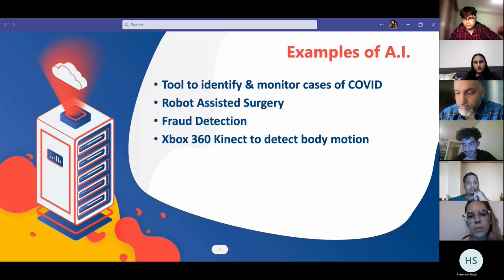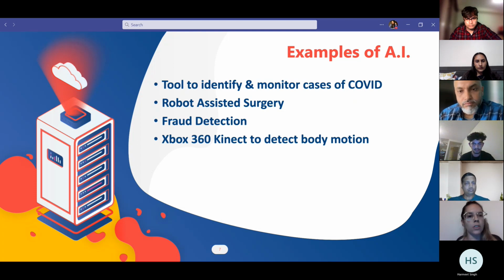Yes, now it's time to learn about some examples of AI. As previously mentioned, we already heard about Siri and Tesla, but we also have some recent examples like the tool to identify and monitor cases of COVID. It was created during the pandemic. This tool helped the health system to identify potential places with high risk of contamination. And so it helps people to keep healthy and also helps with the treatment of these people.